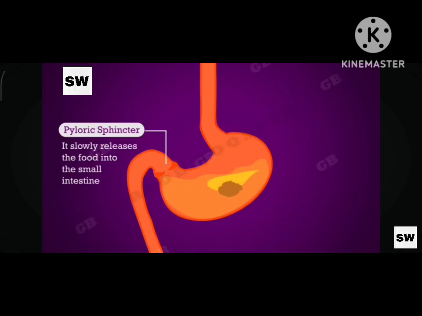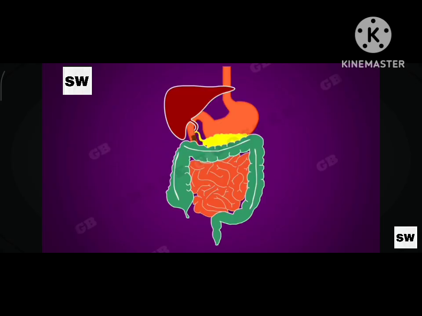At the end of the stomach, a sphincter muscle slowly releases the food into the small intestine, the longest part of the alimentary canal, which is highly coiled to get accommodated in a small space.